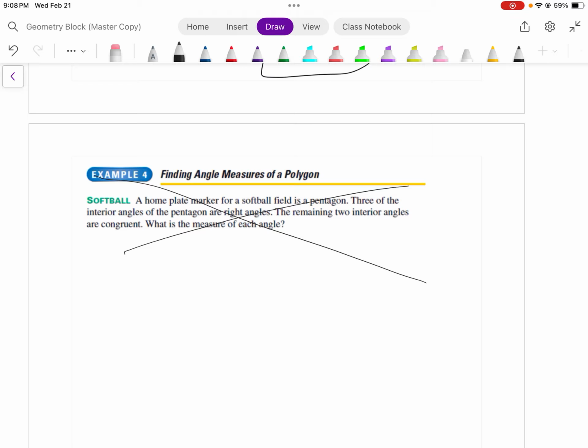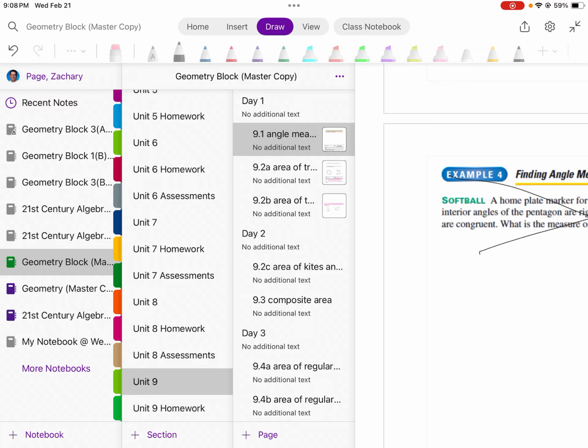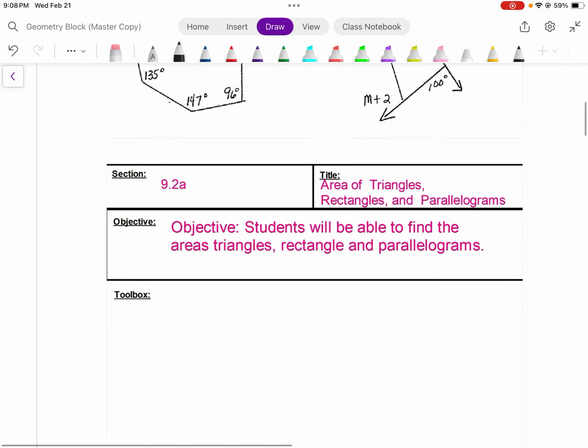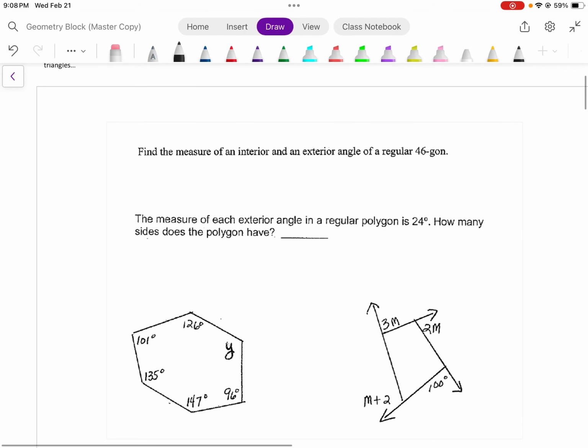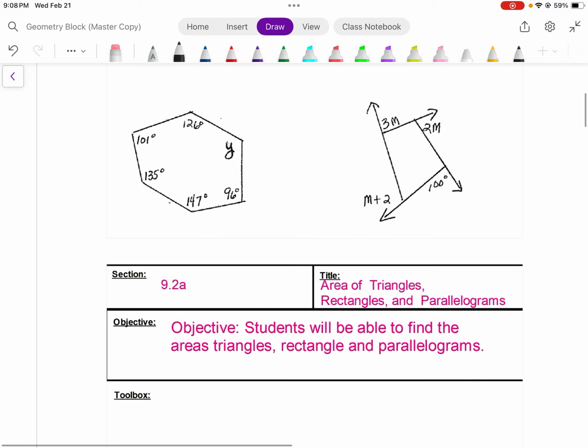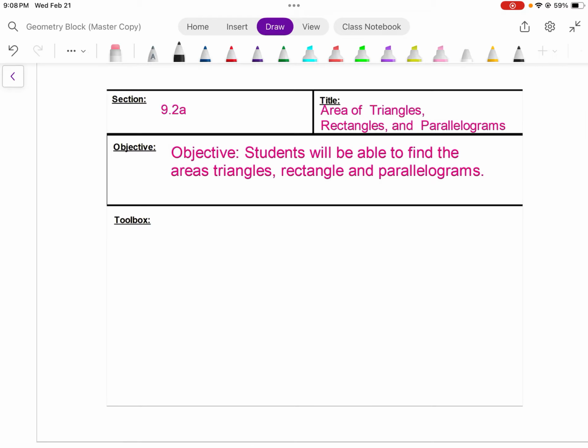Okay, so that is our interior sums, finding individual angles of polygons and exterior angles. And again, make sure you memorize the names of the different polygons by the number of sides. 9-2A, that's just some extra practice if you want to give those a go. This one, we're going to talk about area of triangles, rectangles, and parallelograms.